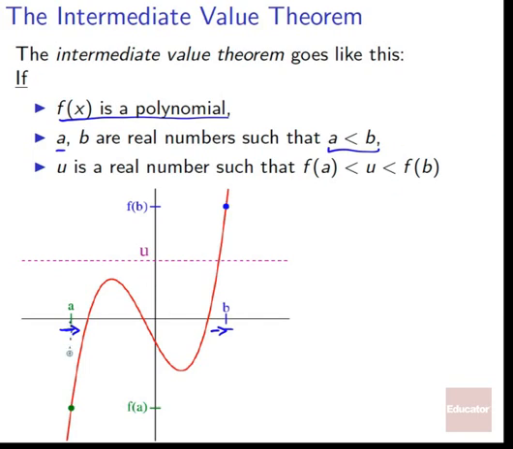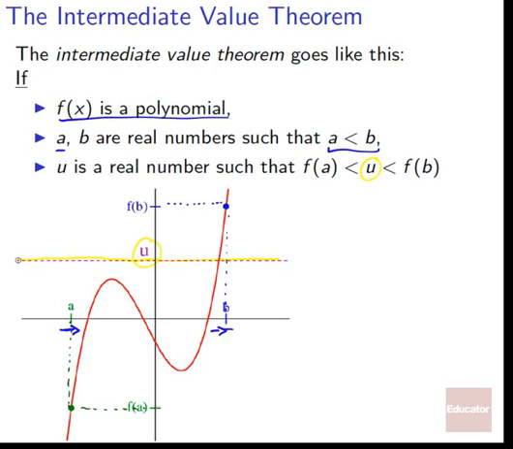We see at a, we are at some height f of a. And at b, we are at some height f of b, right? That's how we get that graph in the first place. Then u is just something between those two heights. So u is just some height level where we put an imaginary horizontal line that says here is an intermediate value between f of a and f of b, some intermediate height between those two.